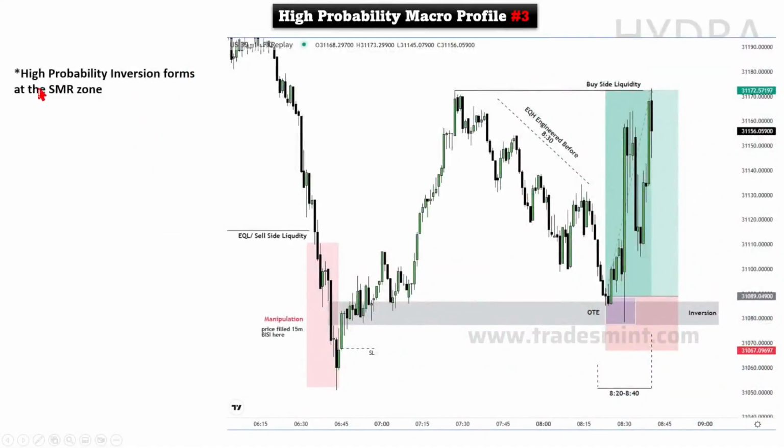Before I do that, I have a couple of notes here. High probability inversion forms at the SMR zone. I told you guys I'll be talking about this fair value gap, specifically this inversion fair value gap in our inversion model. Inversion at the SMR zone can be used to confirm market structure shift. This is coming in our later slides. So now let's look at high probability macro profile number 4.